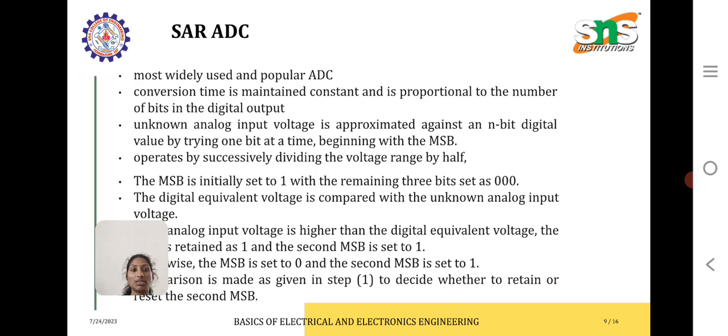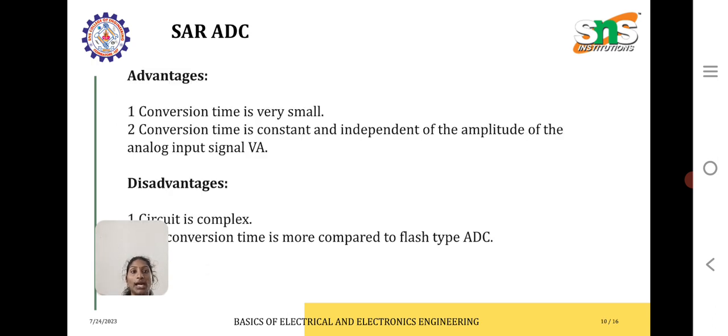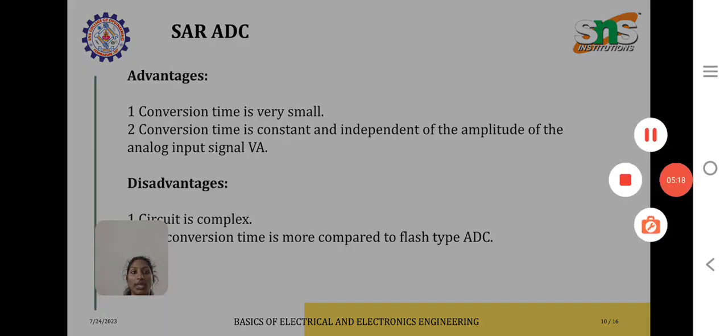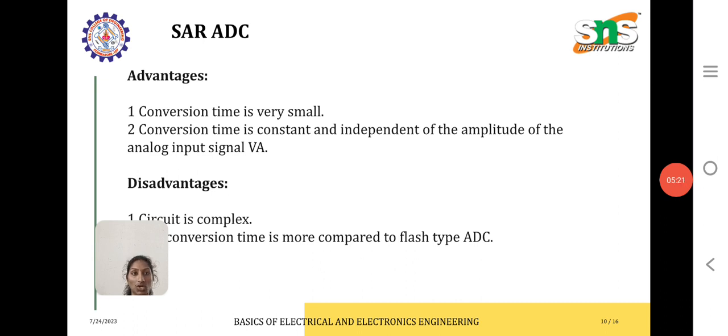In the successive approximation type, the most significant bit is set to 0 and the second most significant bit will be set to 1. And this is the explanation for the analog to digital converter. The advantages are that conversion time is very small and constant, independent of the amplitude of the analog input signals. And the main disadvantage is that the circuit is complex.